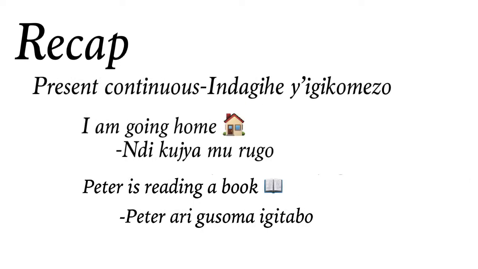Another two examples in present continuous tense are when you want to say I'm going home, you say ndi kujya mu rugo. Ndi kujya mu rugo. And the second one is Peter is reading a book. In Kinyarwanda is Peter ari gusoma igitabo. A fun fact, as we know that Peter is a name, but you can make it sound more Kinyarwanda if I can say that. So that would be Petero. You can say Petero ari gusoma igitabo instead of saying Peter.